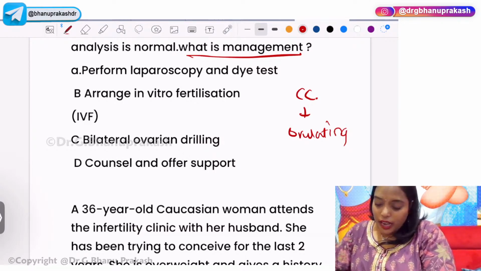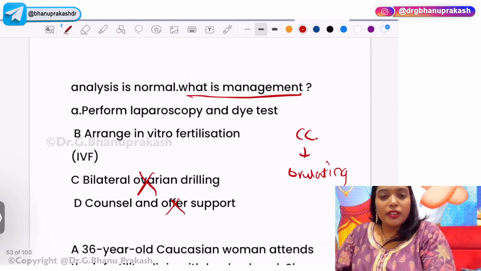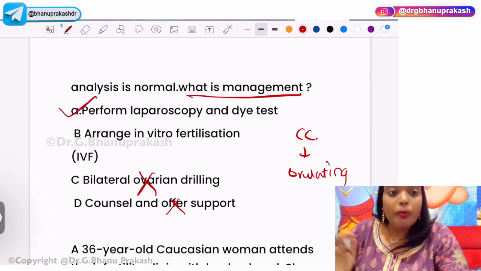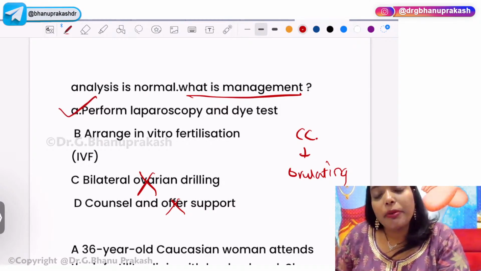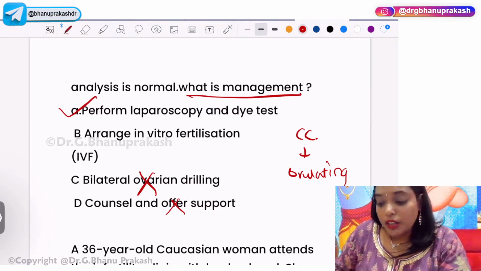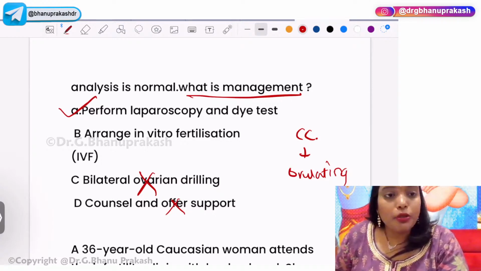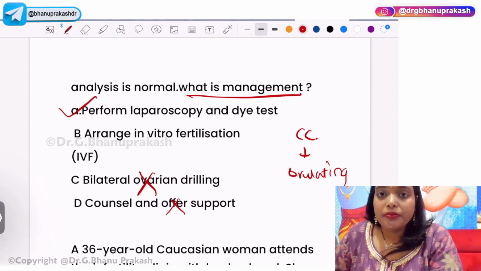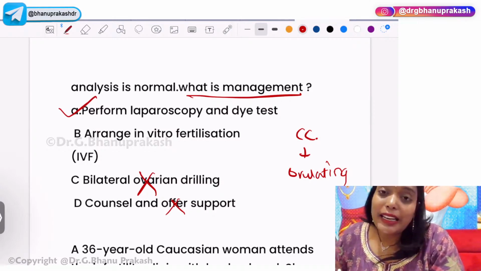She's ovulating. As she's ovulating with clomiphene citrate, one thing is pretty sure, that you're not going to do bilateral ovarian drilling. You're not going to counsel and offer support. What support you'll offer? I will perform laparoscopy and dye test, and first I'll rule out tubal factors. See, it need not always be only PCOS causing it. Probably along with PCOS, she has blocked tubes also. So first I'll check with laparoscopy and dye test. If her tubes are proper, then I'll go for IVF.